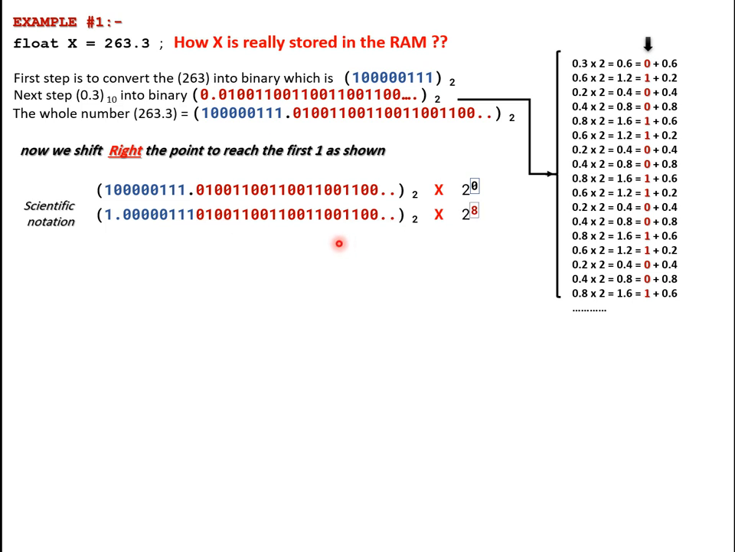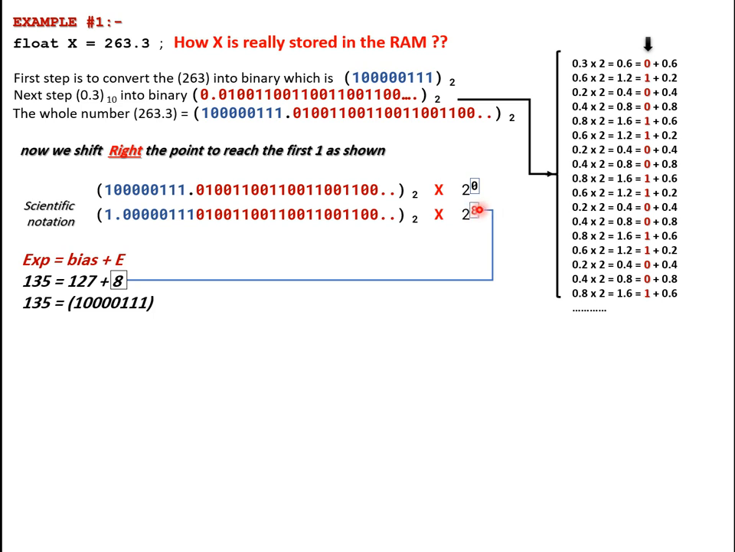Now, when we reach this step, first of all, we take this 8, which was generated according to the shifting amount we moved to the right in this case. If we shift left, which we'll see in another example, this is going to be negative. Okay, now this 8 we will add to 127 because we are talking about a 32-bit floating point number, and the result will be 135, which we have to convert to binary.